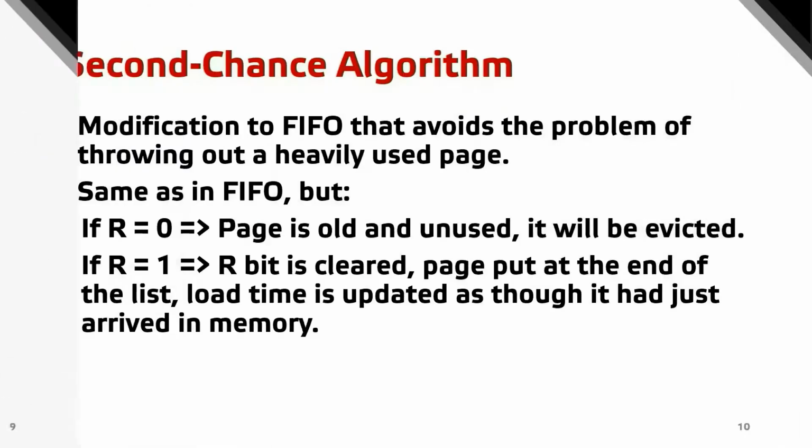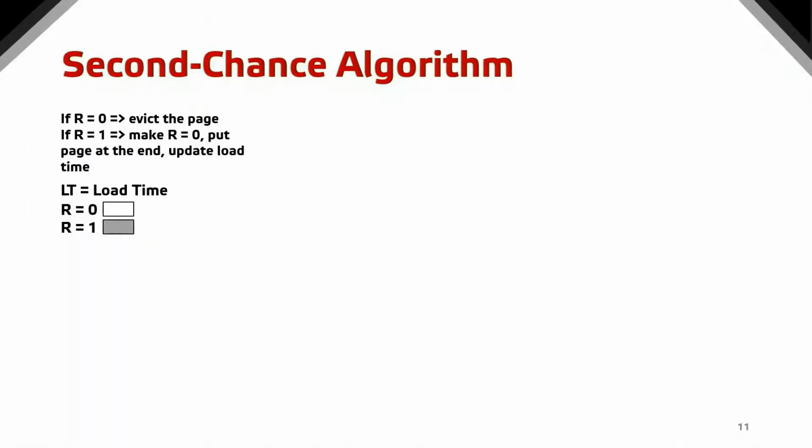The question arises, how can we fix this issue? The answer is the second chance algorithm. It is basically a modified FIFO, but we also inspect the R bit of a page. Let's now see how it works on an example. Pages arrive as they are being referenced with their respective load times.